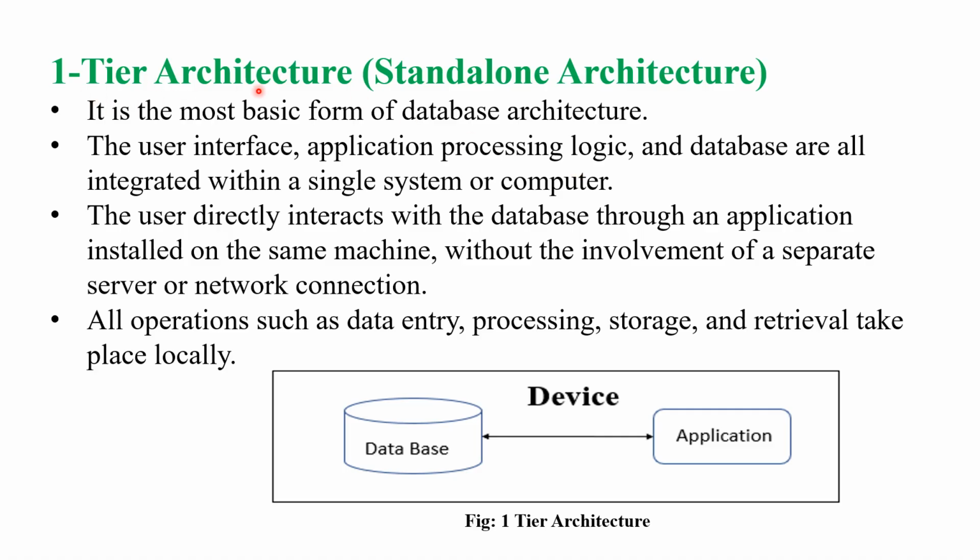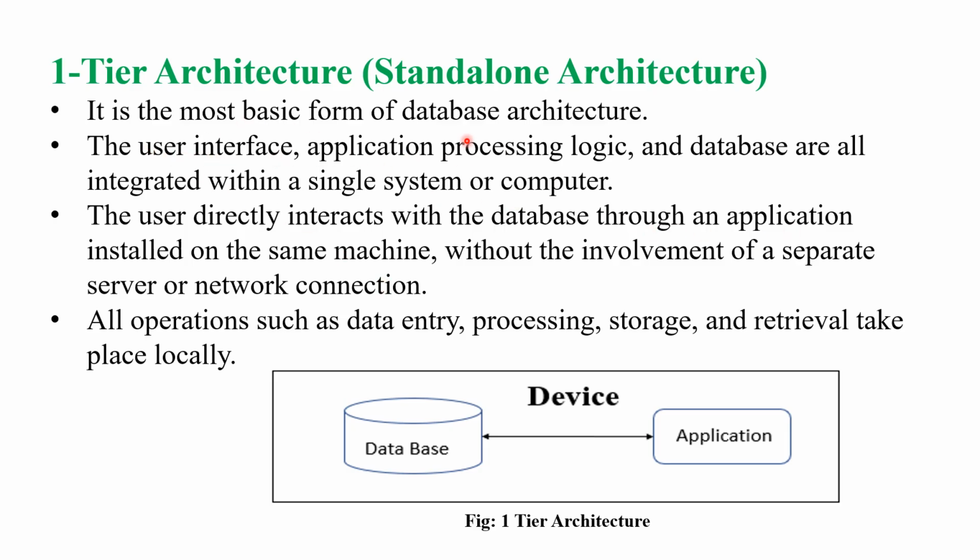First, coming to the one-tier architecture, which is also called standalone architecture. It is the most basic form of the database architecture. Here, as you can see, the database as well as the application are both integrated. That means they are both present in one single device. So it is called one tier architecture. So here you can see the definition.